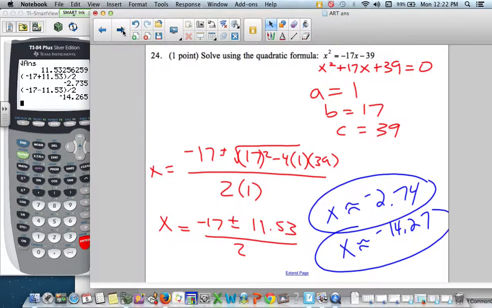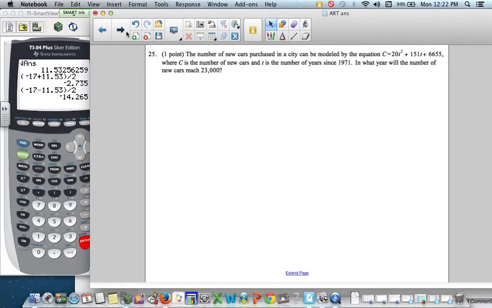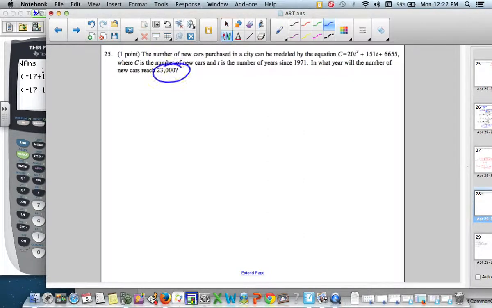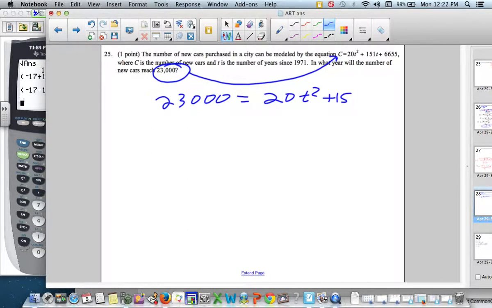The very last one is the same thing. It's just in the context of a problem. So what you would do first, since C represents a formula that gives the number of cars T years since 1971, and we want to find the year when the number of cars will be 23,000. So we first substitute 23,000 in for the C.